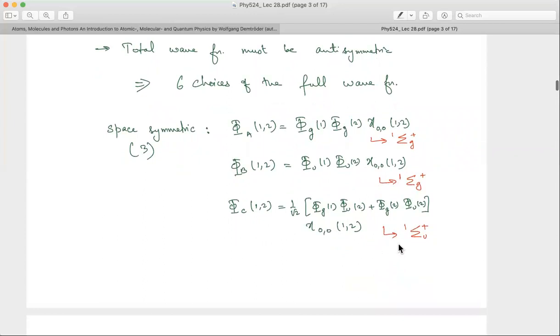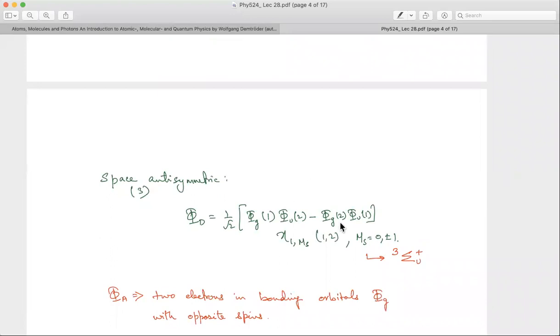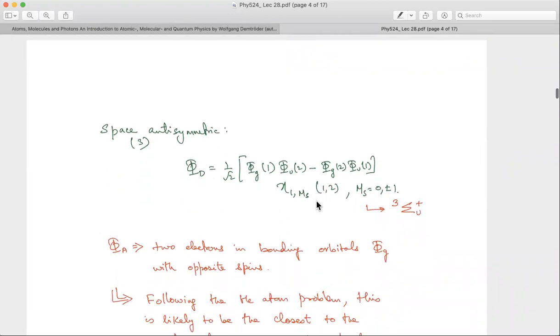And then the C wave function can be written as sigma u, ungerade wave function. So this is not really symmetric when I interchange particles 1 and 2, or not symmetric under inversion. So sigma u plus, and spin multiplicity is still 1. And these three sets of wave functions, where the spatial part is antisymmetric, can be written as capital sigma u, so the ungerade.